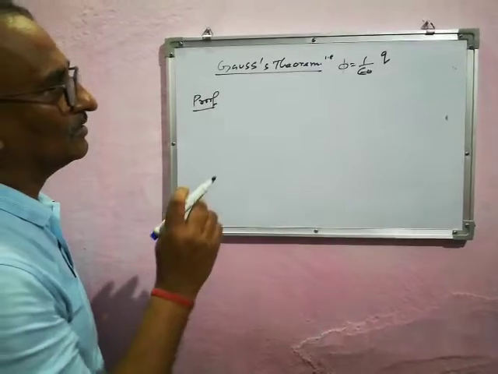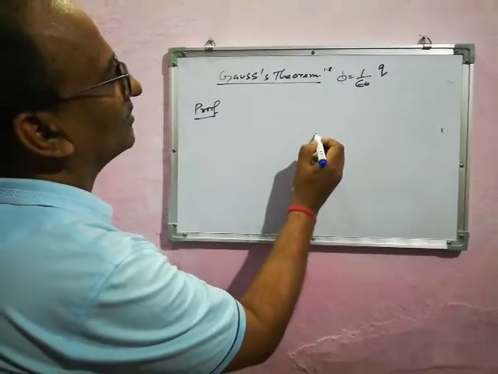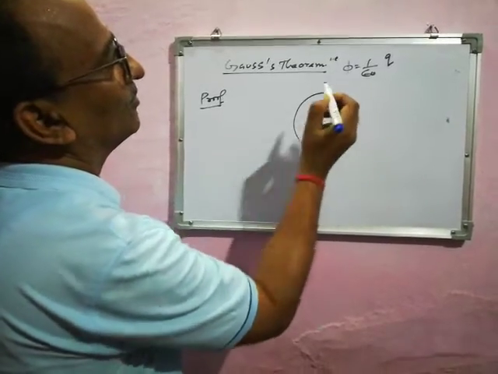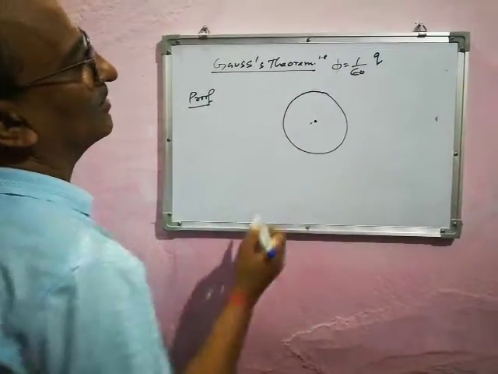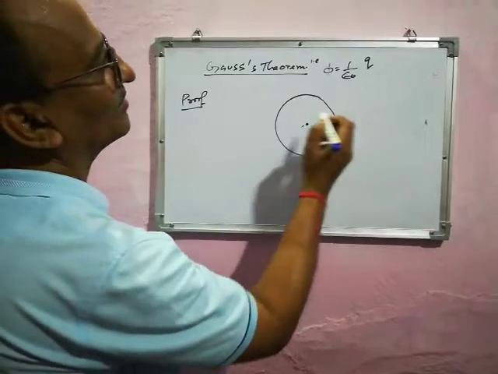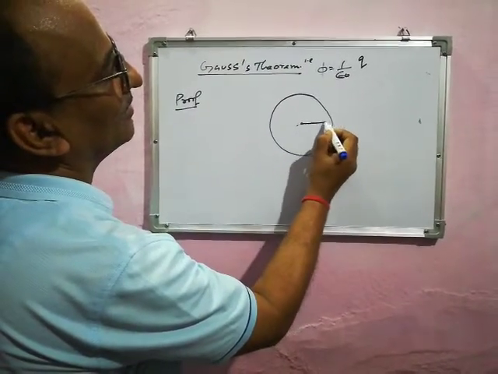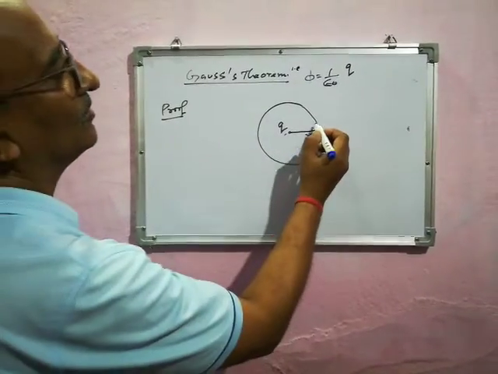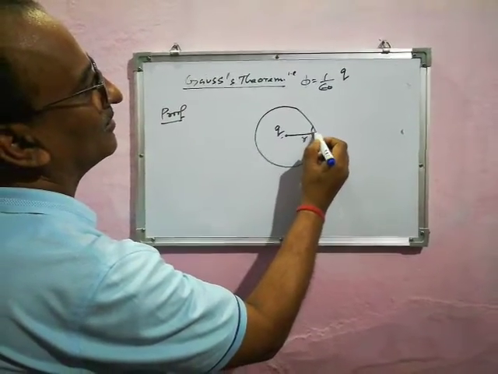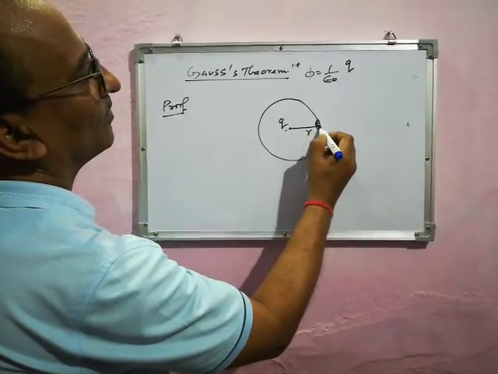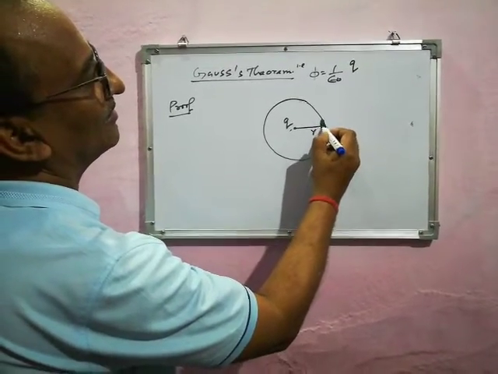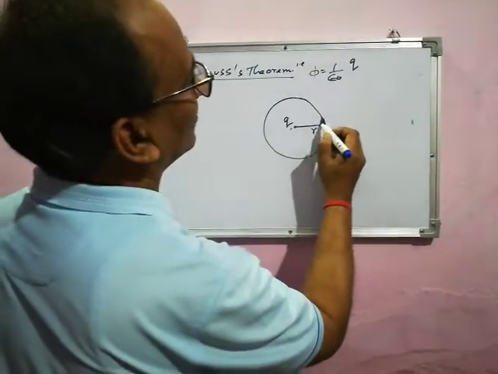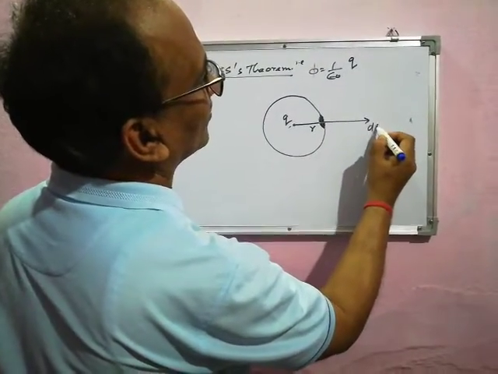In order to prove Gauss's theorem, we consider a point charge situated at the center of a spherical shell. This spherical shell can be considered as a Gaussian surface. Let the radius be r and the magnitude of the charge be q. So if we consider an element of the spherical shell like this, the shaded part, its direction will be perpendicularly outward.